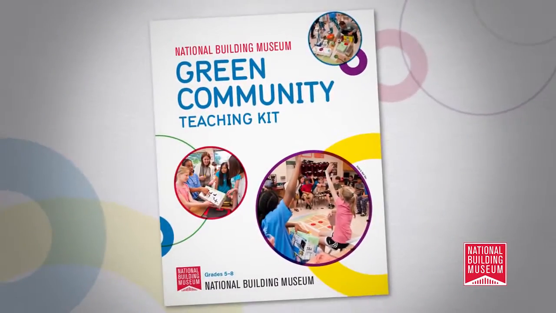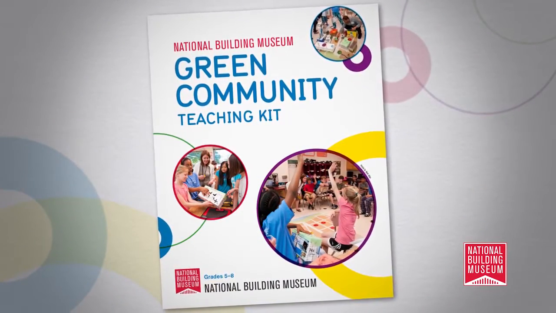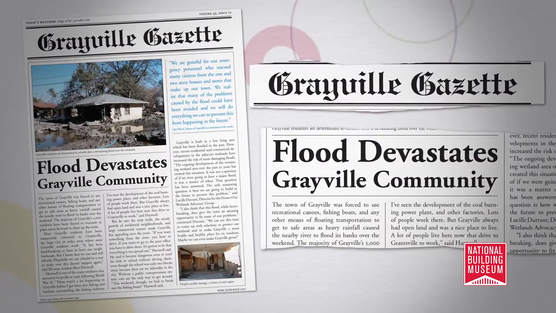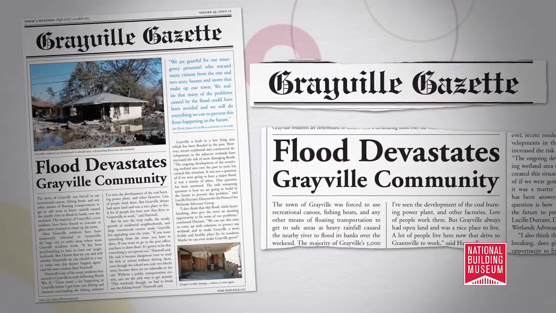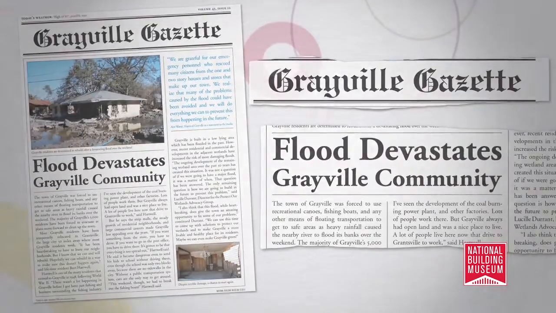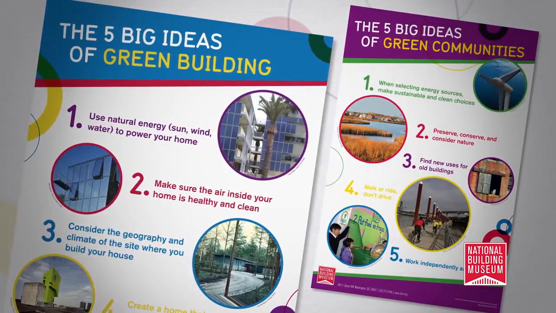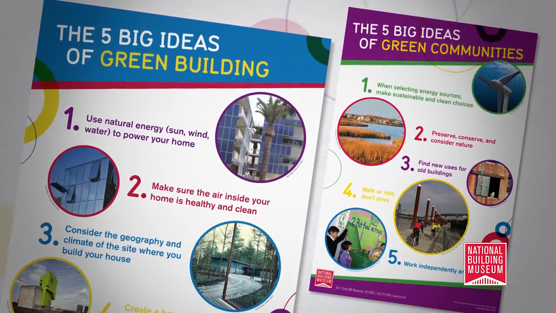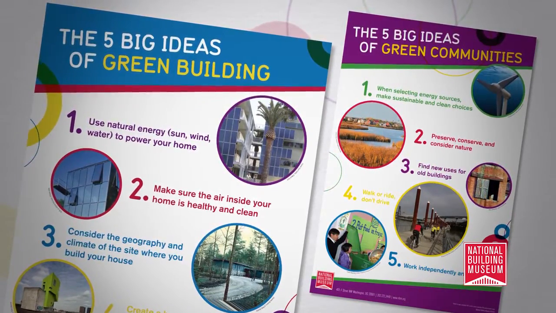The curriculum booklet. This will be your main resource for implementing the program. This newspaper article introduces the premise of the program. The City of Grayville has a few challenges that students will learn about through this article. Based on what they learned through the Green Community Program, they'll be tasked to imagine and then create a more sustainable city called Greenville. These two posters are included as well: the 5 big ideas of green building and the 5 big ideas of green communities.